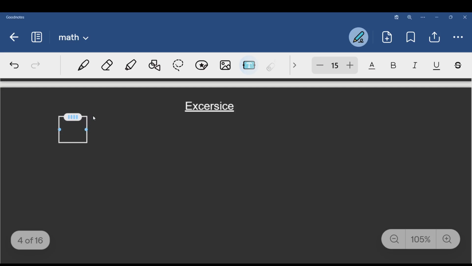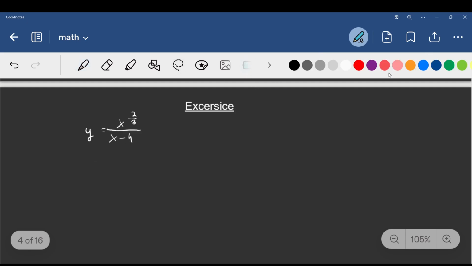Hello everyone, and welcome to this video where we will do a little function analysis. A beautiful exercise, and I'm very excited about this one. So we will be looking at this function right here. And we will start by finding its domain.